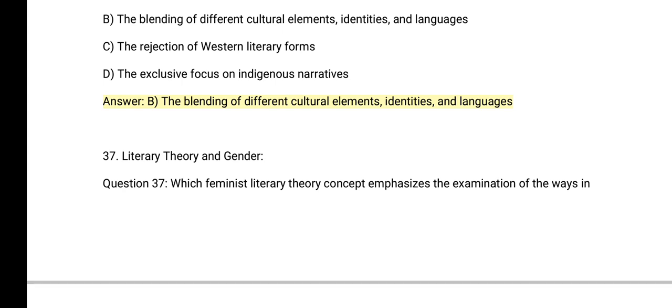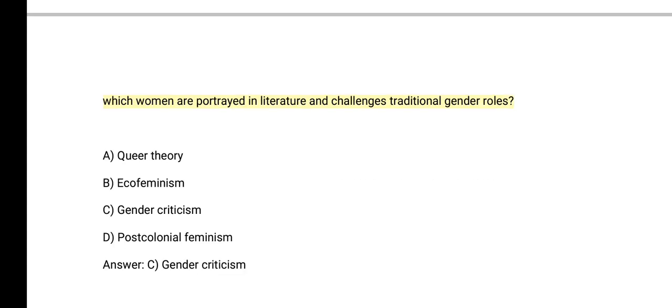37. Literary theory and gender. Question 37. Which feminist literary theory concept emphasizes the examination of the ways in which women are portrayed in literature and challenges traditional gender roles? A. Queer theory. B. Ecofeminism. C. Gender criticism. D. Postcolonial feminism. Answer: C. Gender criticism.